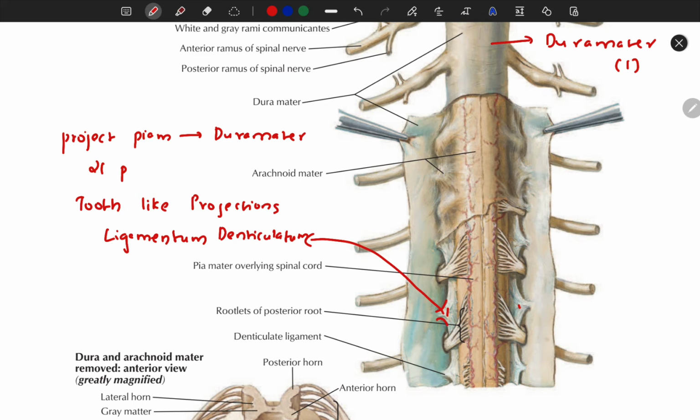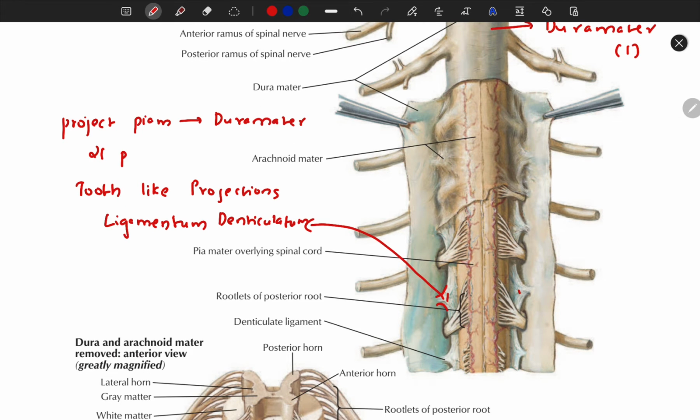So the second modification is the denticulate ligament. The first modification was the filum terminale. The last projection is located at the level of T12, L1.